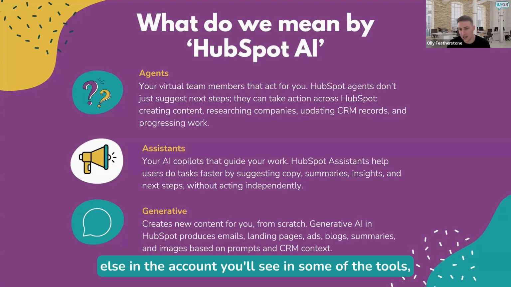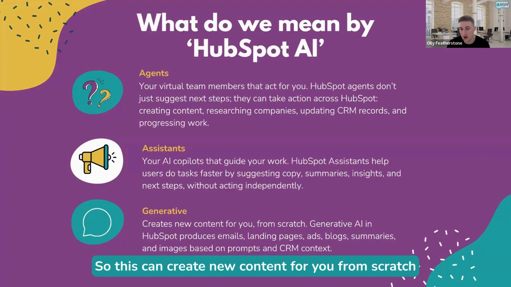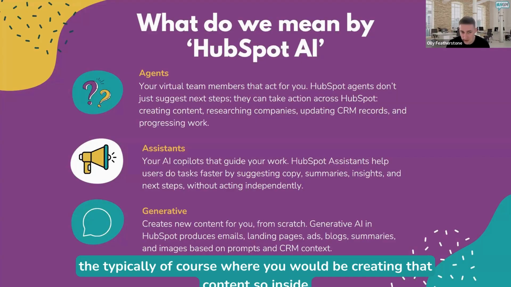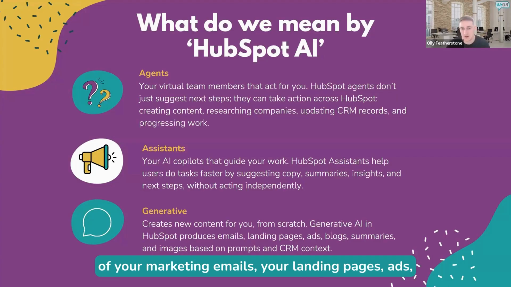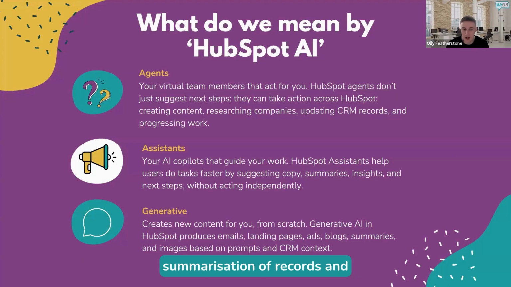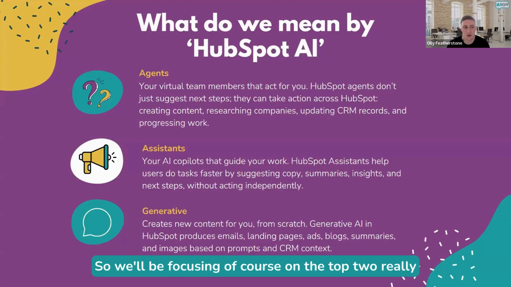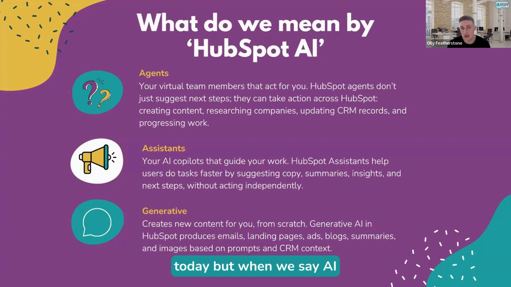And then everything else in the account, in some of the tools, the areas of AI that can support, is what we'll call the generative AI. So this can create new content for you from scratch, and is in many of the places, typically, where you would be creating that content. So inside of your marketing emails, your landing pages, ads, blogs, but it's also there to help with summarization of records, and it can take image-based prompts and any CRM context as well, of course, to help you create that content. So we'll be focusing on the top two today. But when we say AI at a HubSpot level, we'll be referring to one of these three things.